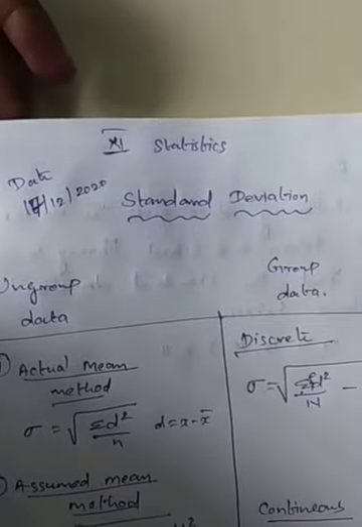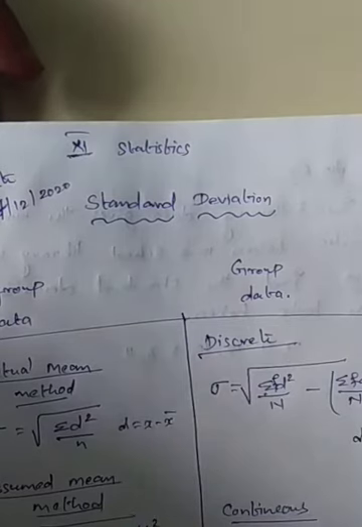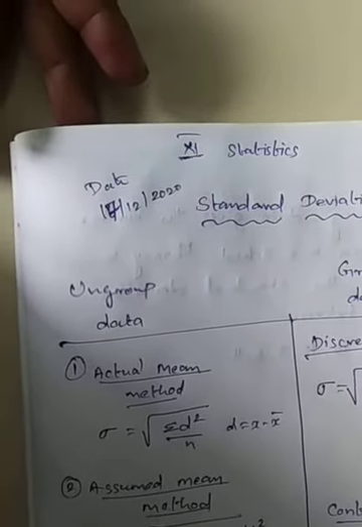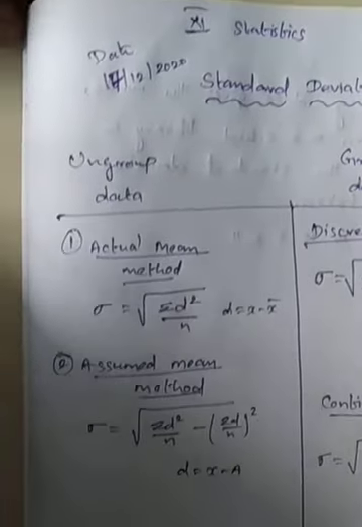Today we are going to see 11th standard statistics, standard deviation. Our topic is now standard deviation. In standard deviation we are having two types of data. One is ungrouped data, another is grouped data. Right. So now let's see the ungrouped data.